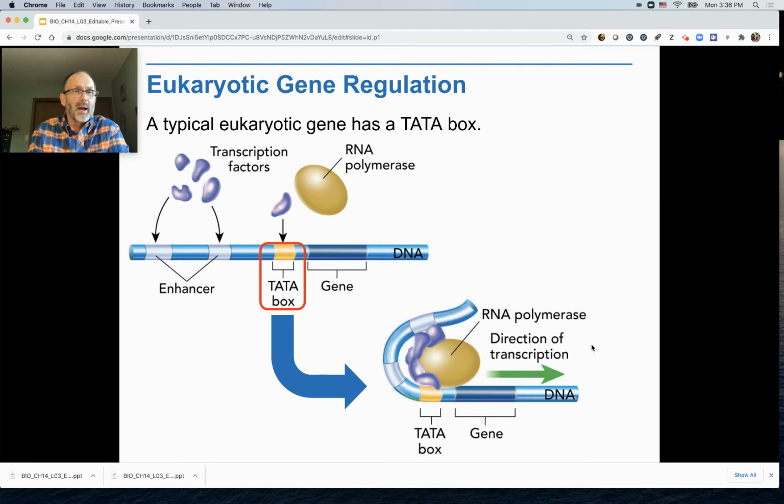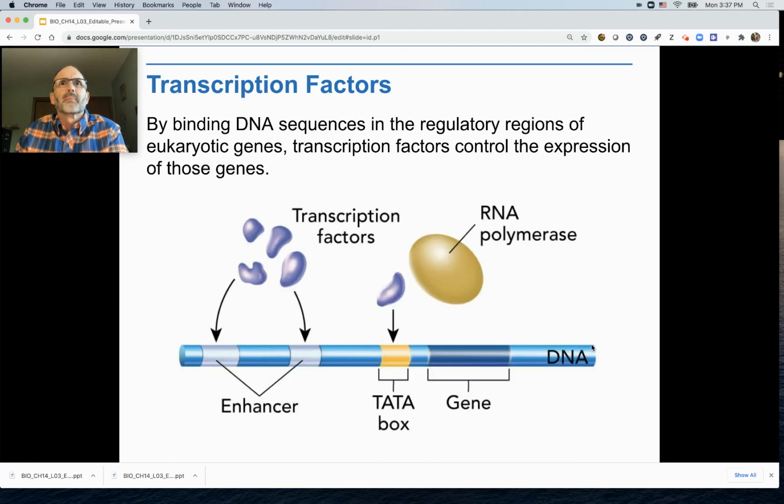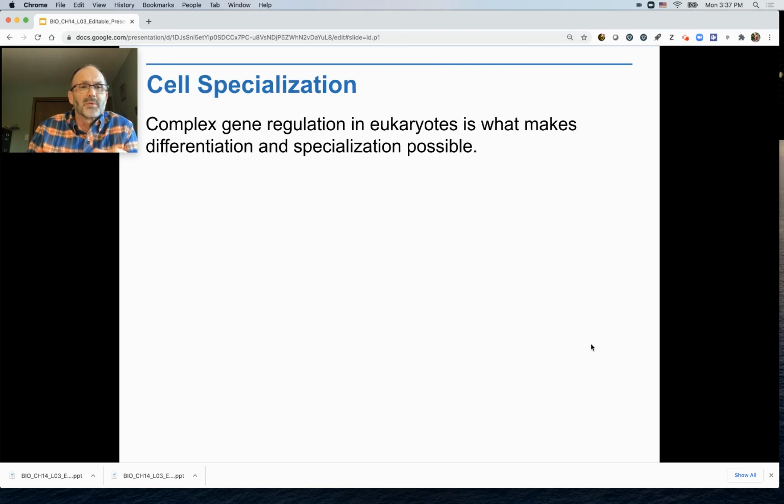Now, what you want to do is go back to yesterday's video again and take a look at that RNA polymerase. Actually, I'll stick a copy of it into today's assignment so that it's there. But you're going to see that folding and that kicking. All right. So by binding up those DNA sequences in the regulatory regions of those eukaryotic genes, transcription factors control the expression of those genes. And so those transcription factors, again, are the things that are going to control gene expression. Transcription is what's going to happen. Factors are going to be controlling those.